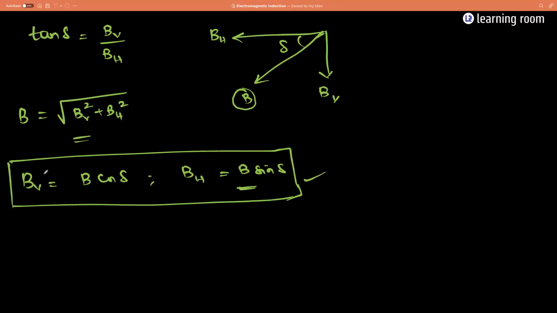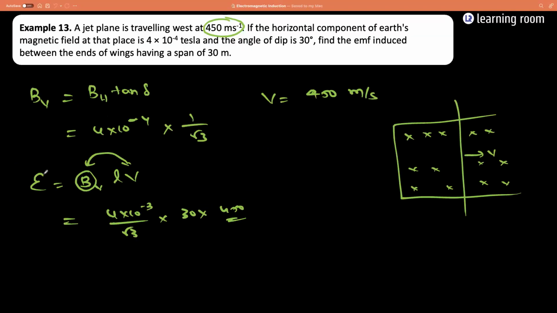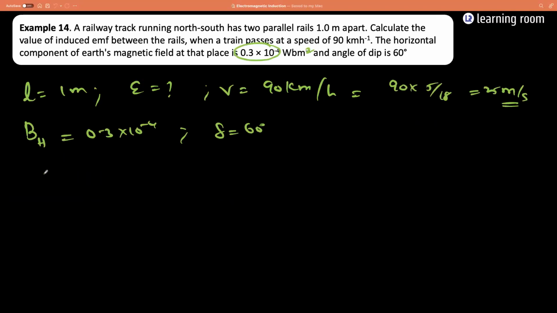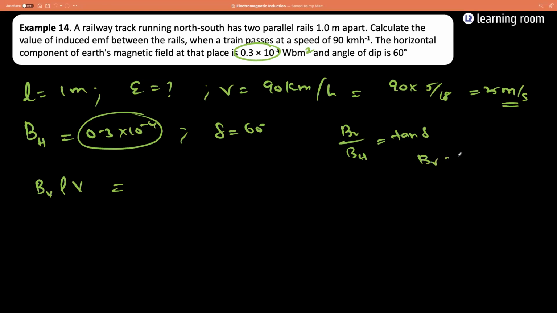Last class, I would have told you that when you're taking the EMF, you need to take the vertical component into consideration. So BV into length into velocity. So BV is going to be how much? If BH is given, how will you find BV? BV divided by BH is equal to tan delta. So what is going to be the value of BV? It will be 0.3 into 10 power minus 4 into tan delta, which is root 3. Right. So 0.3 into 10 power minus 4 into root 3 multiplied with length is how much?